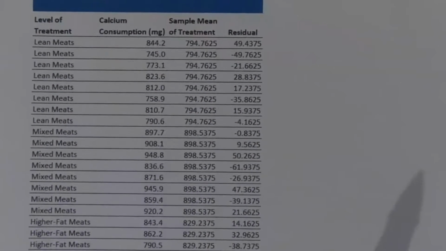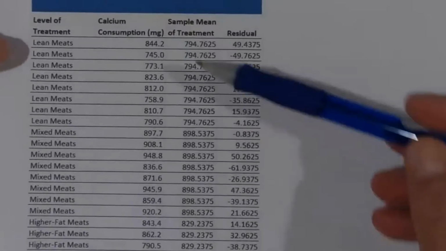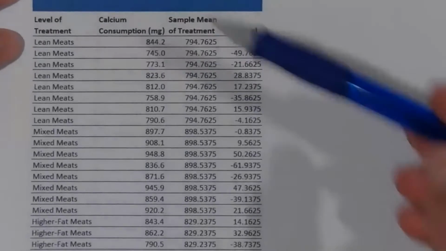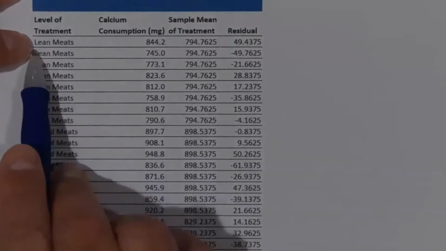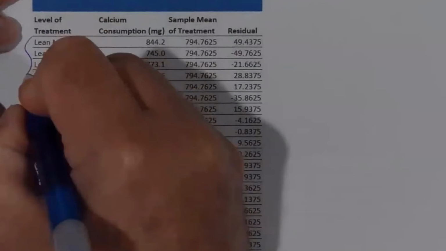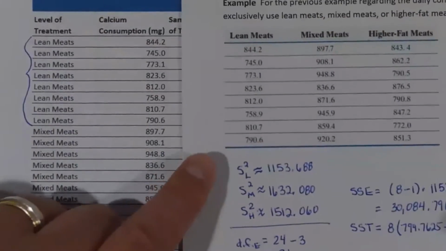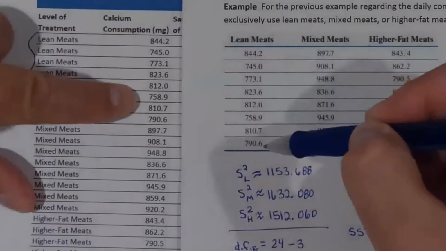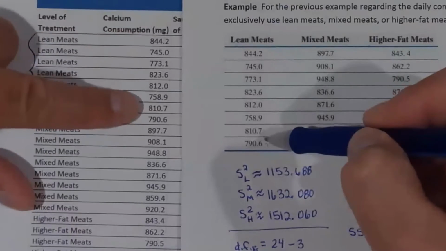So what I have here is a table where I have calculated the individual residuals for each data value. I've organized this in a table here, and I just want to go through and explain what I've done. For the lean meats, the first 8 data values, from here to here, are the lean meats data. These 8 values are just the values from the lean meats data, the calcium consumption for the children who consume only lean meats. So it's just a repetition of this.